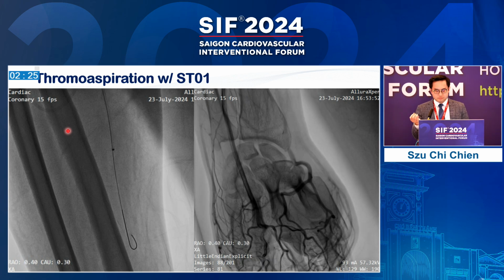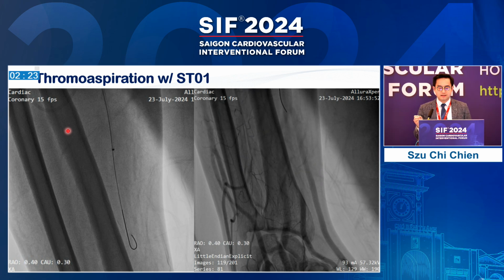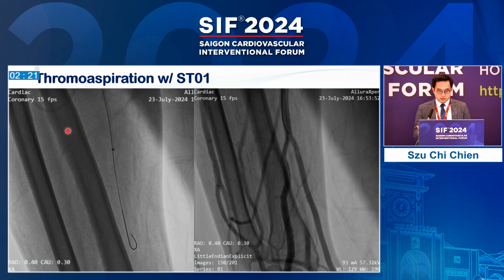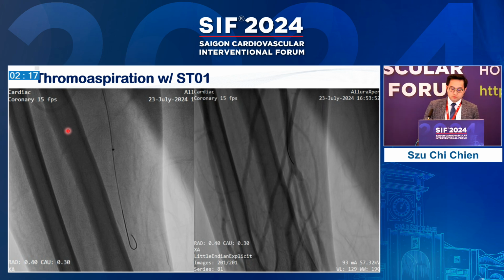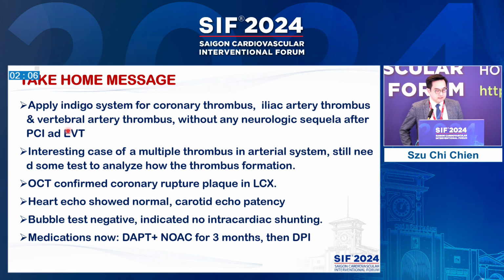I think some residual thrombus is inside the ulnar artery, but I think that's okay because the palmar arch comes out. So the patient is in OPD follow-up, and it's okay. No neurologic sequela. So I think we can apply this kind of Indigo system for coronary thrombus, iliac artery thrombus, and vertebral artery thrombus without any neurologic sequela.